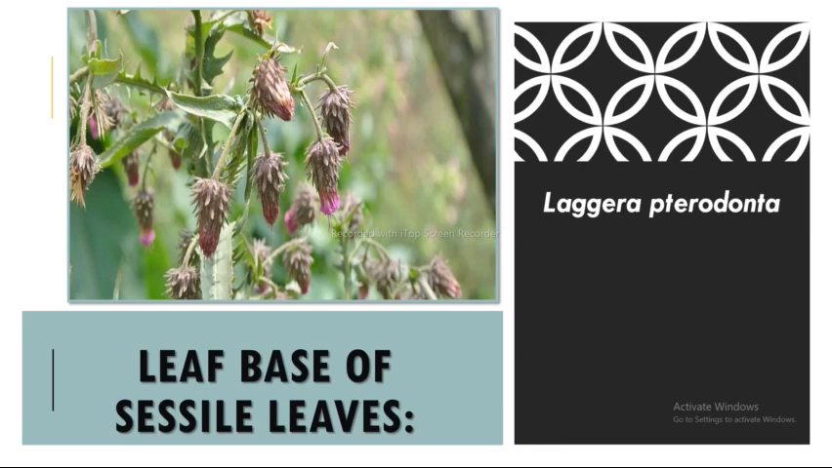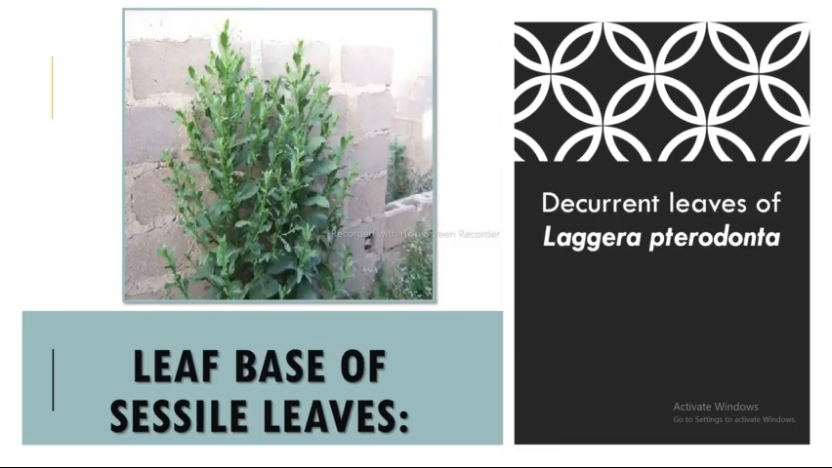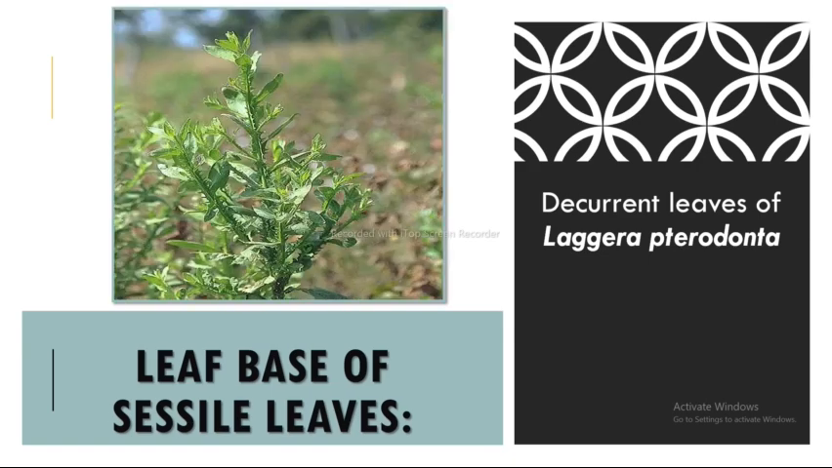Leaf base of the sessile leaves. So this is the Ligera tarodonta. Decurrent leaves are present in Ligera tarodonta. Decurrent leaves are mostly having leaf base prolonged down the stem as a winged expansion or rib, and the example of these leaves are the Ligera tarodonta as shown in the figure. Again, these are the decurrent leaves of the Ligera tarodonta.